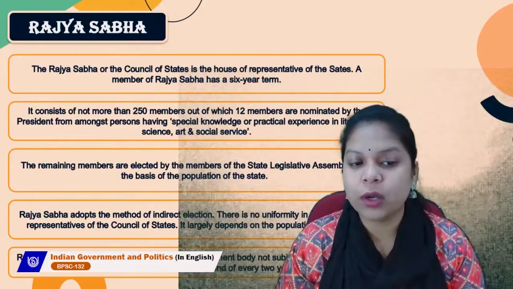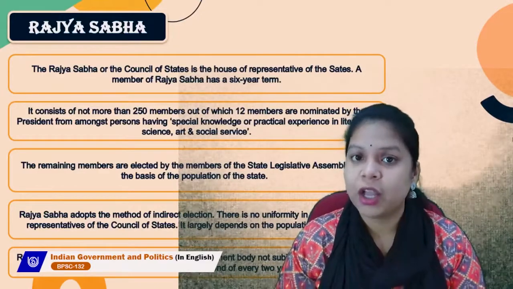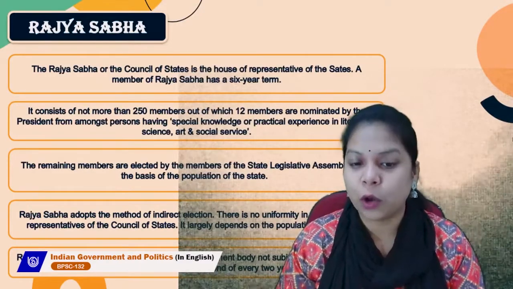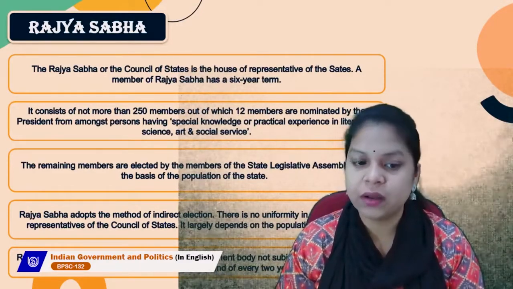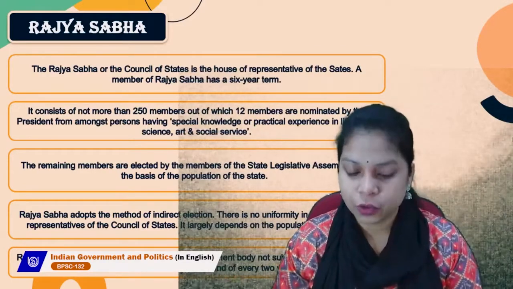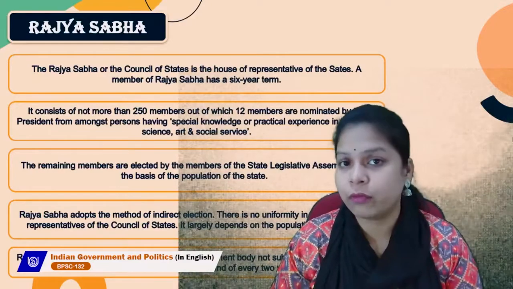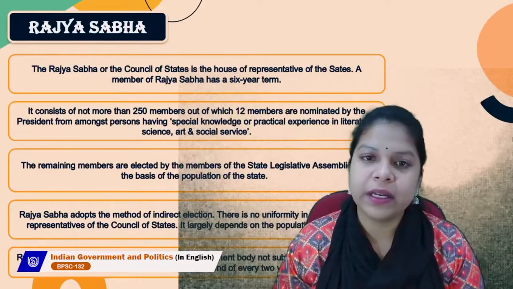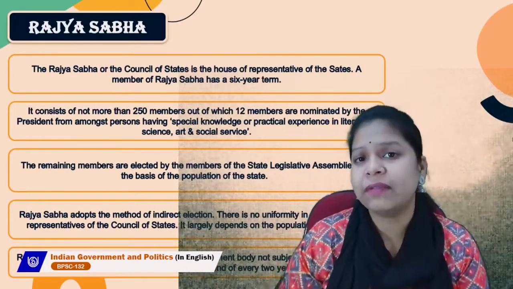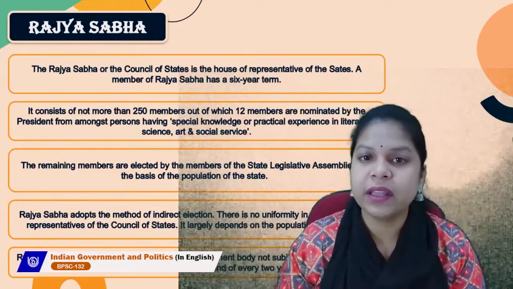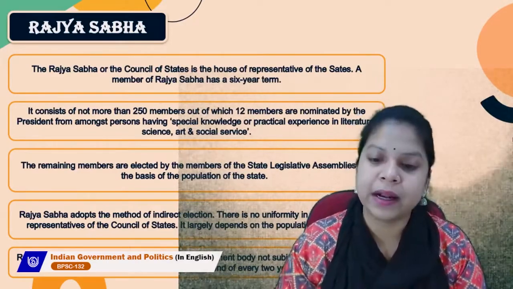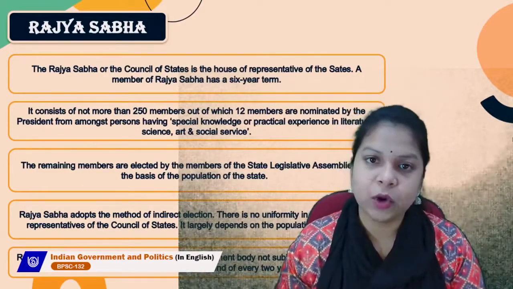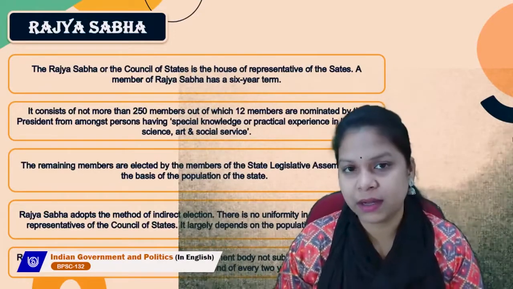So it consists of not more than 250 members, out of which 12 members are nominated by the president from amongst persons having special knowledge or practical experience in literature, science, art, and social service. So, in Rajya Sabha, there are 250 members, out of which 12 members are nominated by the president. And who are these nominated persons? Who have a special knowledge, or who are serving the country, or who are having practical experience in literature, science, art, and social service. So president can nominate 12 members in the Rajya Sabha.